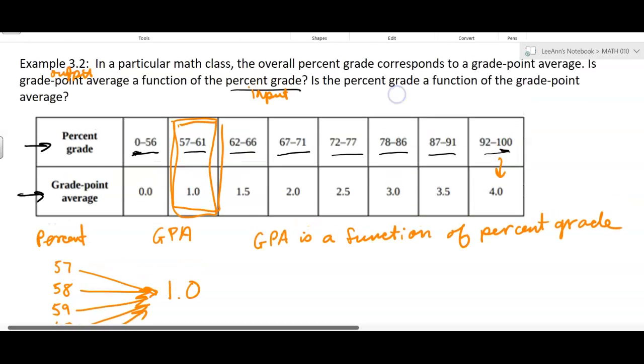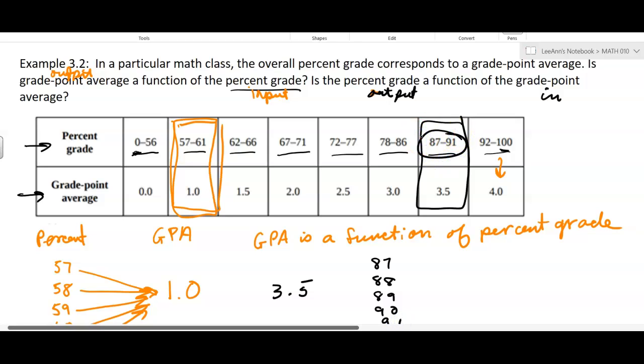So it says, is the percent grade, so the output here, a function of the GPA. So if the GPA is the input, you could pick a different group. Say you pick this group. You have 3.5 for the GPA, but that would go to 87, 88, 89, 90, and 91. So it would go to all those numbers. Okay, those outputs. So it would be going like this. And then is that a function?